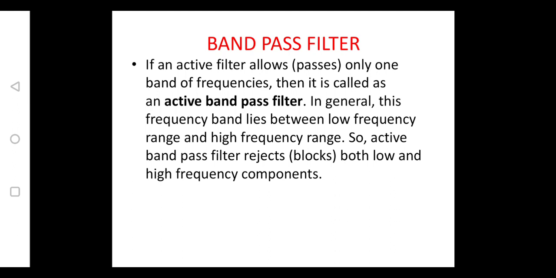And in case of a band pass filter, we need to remember a term called the Q factor. Here the Q factor specifies the quality of the filter. Depending upon this Q factor value, the band pass filter may be a narrow band pass filter or a wide band pass filter. If the Q value is greater than 10, then it is called a wide band pass filter.